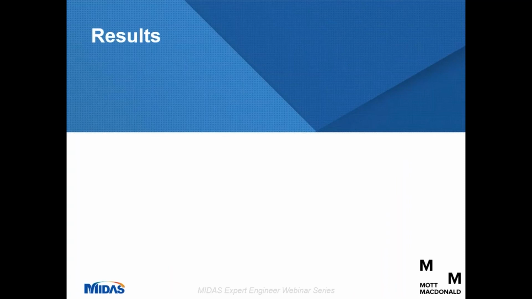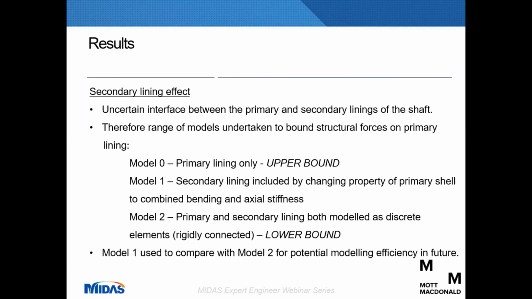So I've already shown you a few of the results, but I'm just going to discuss them in a bit more detail to finish off, particularly how they're affected by the secondary lining of the shaft. Because the interface between the diaphragm wall and the cast in situ secondary lining is quite difficult to assess in this case, because there's no actual structural connection between the two that would allow you to justify and be happy with a purely rigid connection. So there is an interface, there is some resistance between the two, but it's difficult to know what it is.